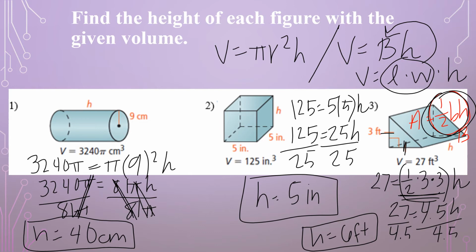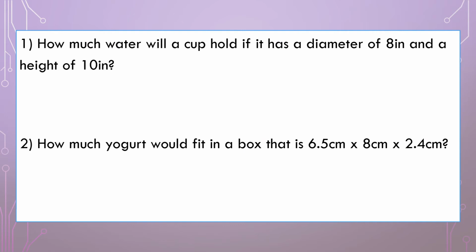Then on to the word problems. So sometimes you're going to want to draw a picture here. Sometimes you might not need to. But first one is asking us how much water will a cup hold if it has a diameter of 8 inches and a height of 10 inches. So because it says diameter, that means I'm dealing with a cylinder here. So it's asking us how much, which means we are looking for V.